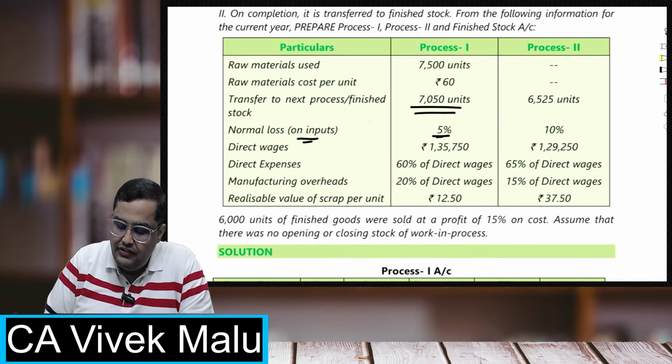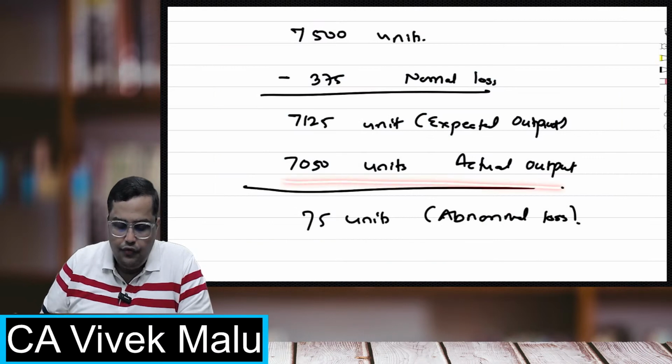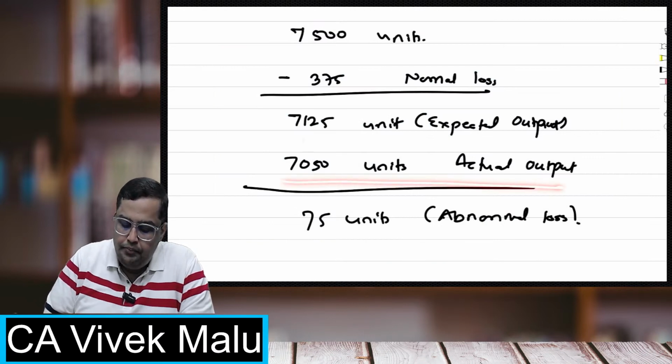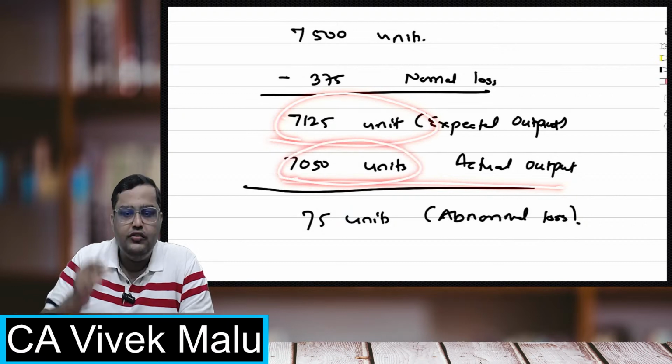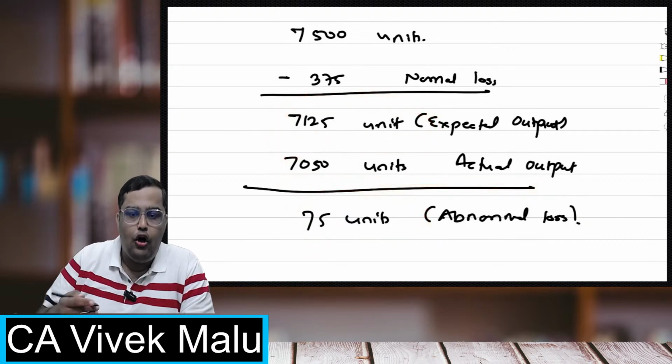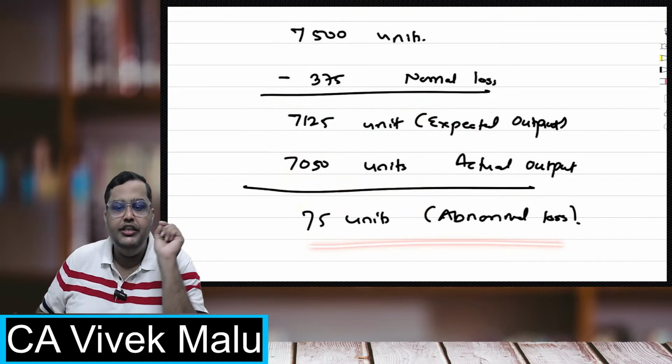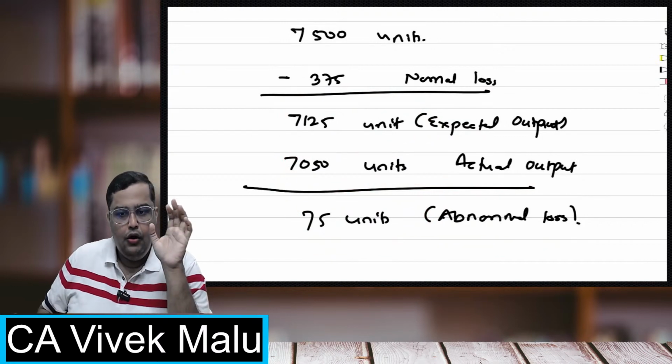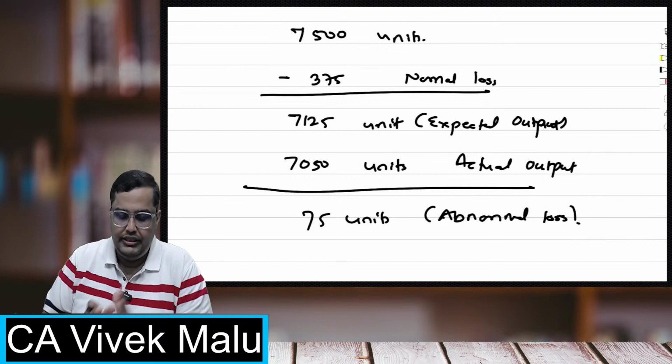However, the units actually completed and transferred to the next process was 7050. So this is what was the actual output. Now I was expecting this quantity, but actual was lesser. So there is an extra loss of 75 units, which is treated as an abnormal loss. Now this is the analysis of quantity.